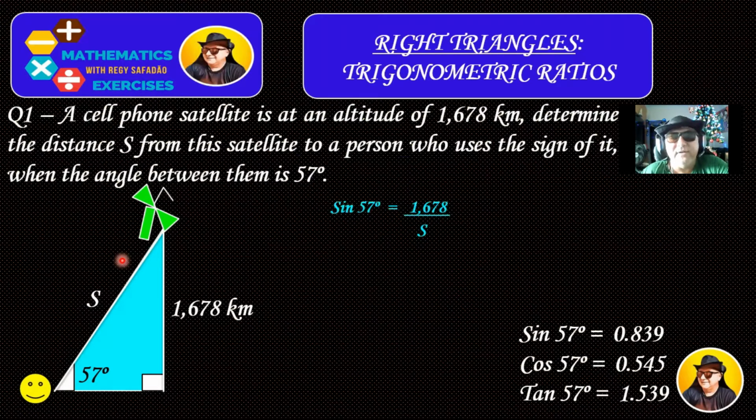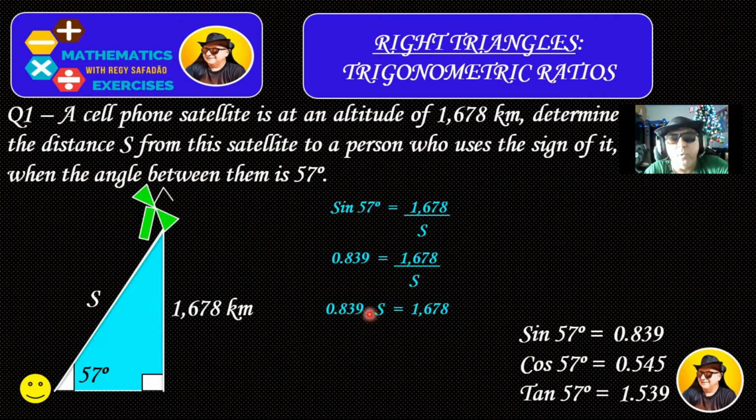Sine of 57 degrees is the opposite side, which is 1678, over the hypotenuse, that is S. So let's replace the sine of 57 degrees, that is here, 0.839. It means that the cosine and the tangent we are not going to use. So see, replacing it is here. Now, see what we are going to do. This S here is going to be moved to the left side of the equation, multiplying this way. So we have now 0.839 times S is 1678.